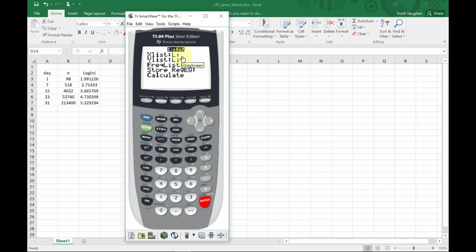Gives us the options to choose which input and output, and I could store it in the Y editor. I think I'm not going to bother to do that right now. I'm just going to ask it to do the calculation, and then I'll just write down what we get. So we get an A value of 84.6 and a base for the exponential function of about, let's say, 1.3. So let's just write that down so we can compare it with the results in Desmos.